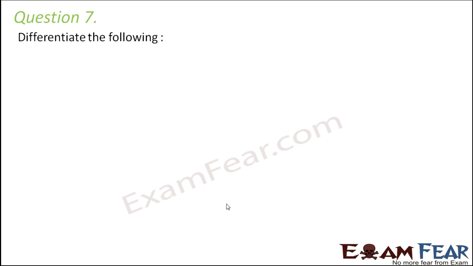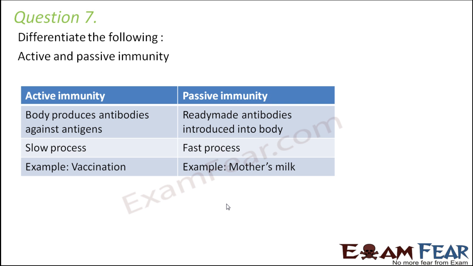Differentiate between the following: active and passive immunity. Whenever you have the word active, that means the antibodies are produced inside the body. So here the body produces antibodies against antigens, but in passive immunity, the body doesn't produce the antibodies, rather ready-made antibodies are injected into the body. Since the body produces it in active immunity, it is a slow process, because gradually the antibodies will get produced and it will take some time to give the immune response. Whereas in passive immunity, the antibodies are just being injected into the body, so obviously the process is going to be fast.